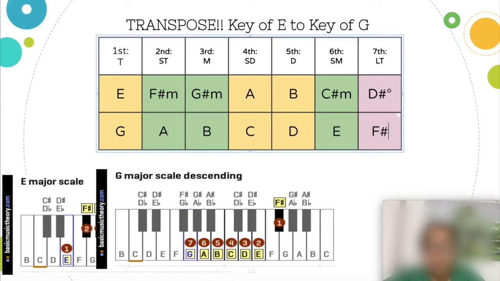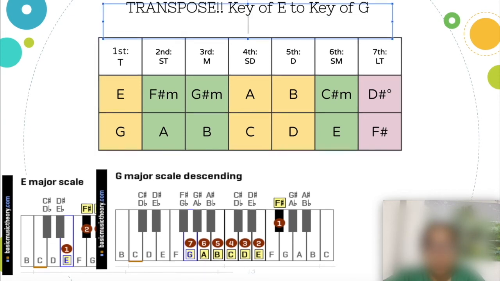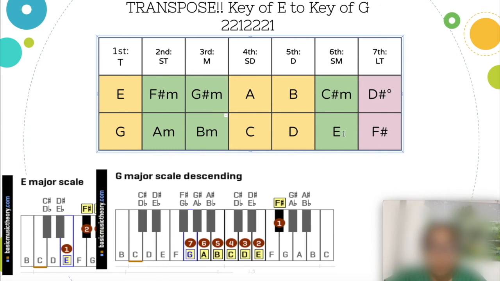We were able to get that by following the, remember, 2-2-1, 2-2-2-1 pattern, right? And then, how do we determine the chord qualities? The first, fourth, and fifth chords must always be in the major quality, and then the second, third, and sixth chords must be in the minor quality. The seventh chord must be in the diminished quality.